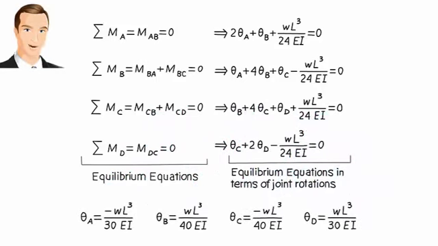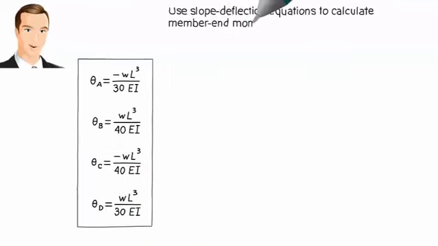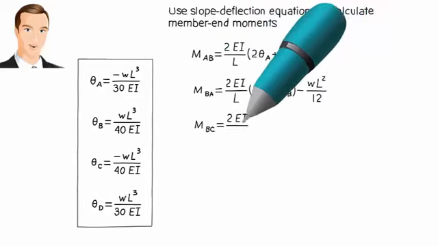So, here we have the joint rotations in terms of the applied load magnitude, W, member length, L, and section and material properties, EI. Now that we know the joint rotations, we can substitute them in the slope-deflection equations to get the member end moments.